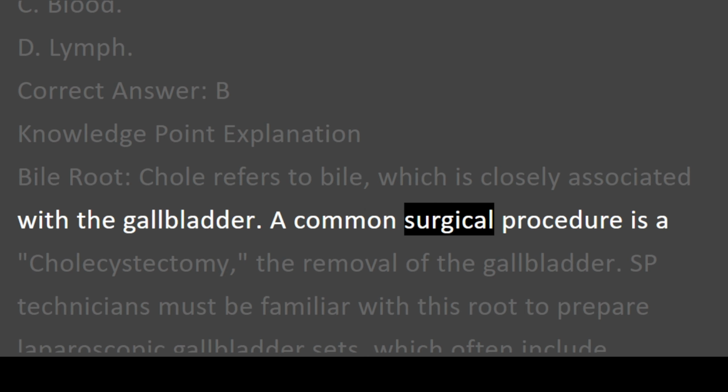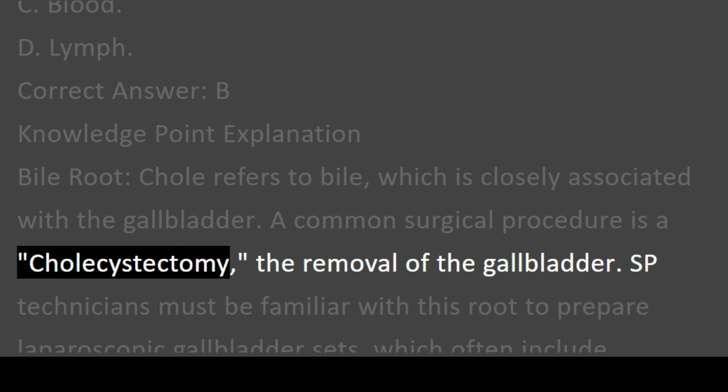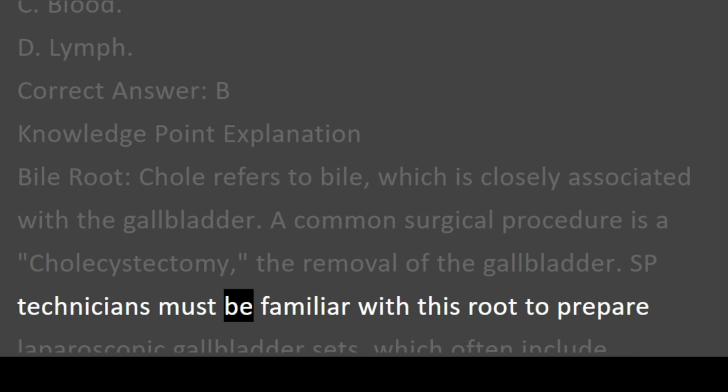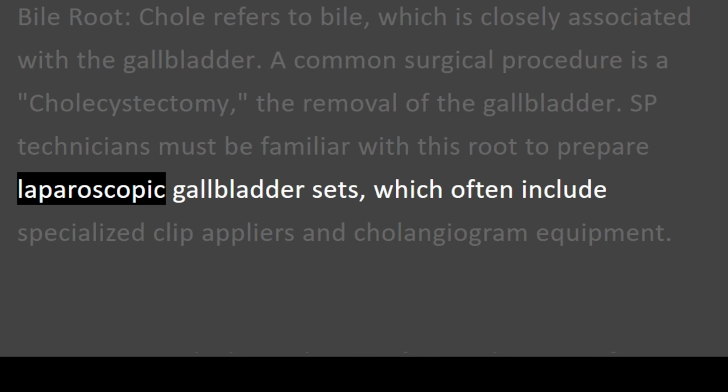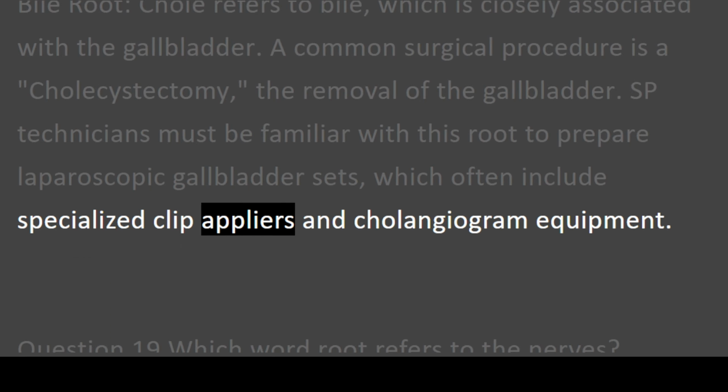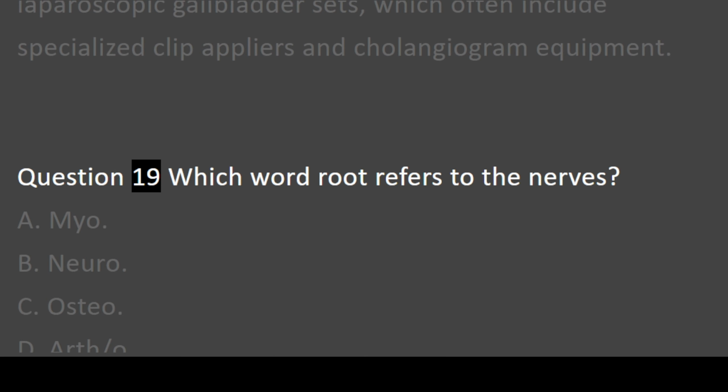A common surgical procedure is a cholecystectomy, the removal of the gallbladder. SP technicians must be familiar with this root to prepare laparoscopic gallbladder sets, which often include specialized clip appliers and cholangiogram equipment. Question 19. Which word root refers to the nerves?